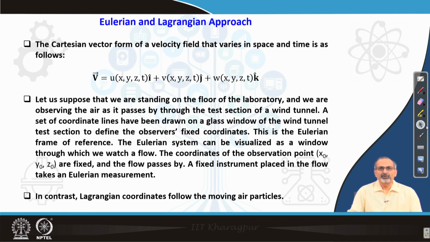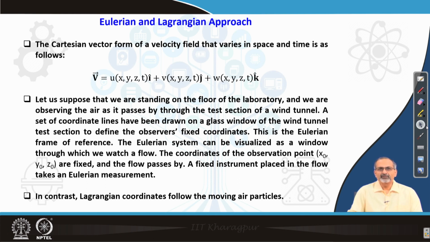the floor of a laboratory and we are observing the air as it passes by through the test section of a wind tunnel. It is easier to observe flows at lower speeds, so it could be a subsonic tunnel. A set of coordinate lines have been drawn on a glass window of the wind tunnel test section to define the observer's fixed coordinates. So, we are fixed with respect to the floor of the laboratory. The flow is moving through the test section and we are trying to watch the flow. This is the Eulerian frame of reference. The Eulerian system can be visualized as a window through which we watch a flow.